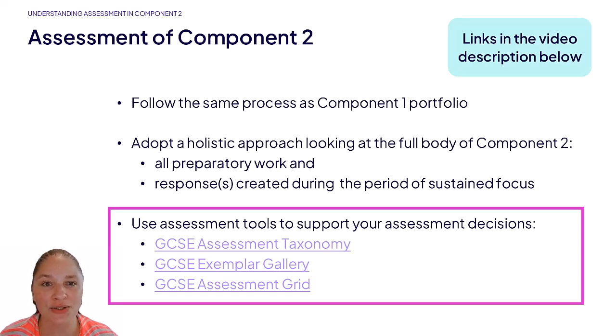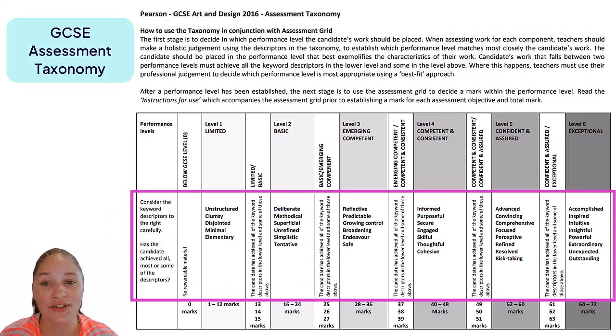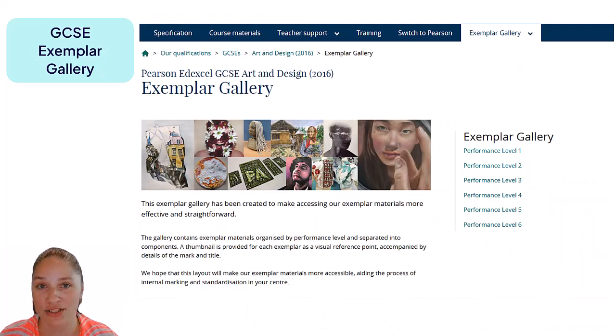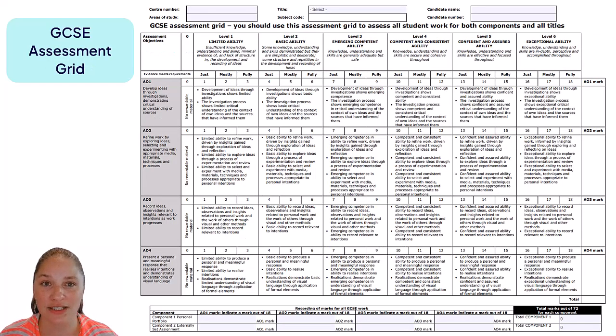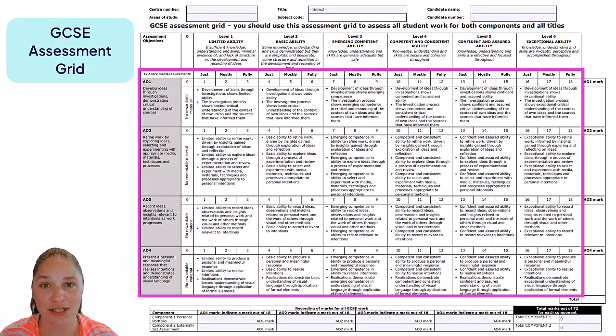It is important that you use the Pearson assessment tools to support your assessment decisions, which are the same as Component 1, and the assessment criteria and the standards are consistent across both components. First, you will use the performance level descriptors outlined in the GCSE taxonomy to establish a best fit performance level alongside the exemplars published in the exemplar gallery. Then you will move on to the assessment grid to establish a mark for each assessment objective.